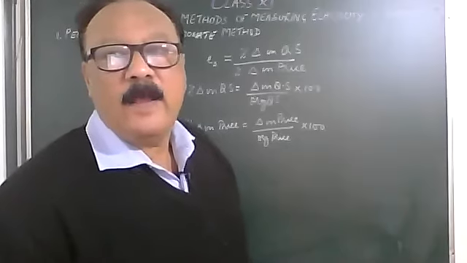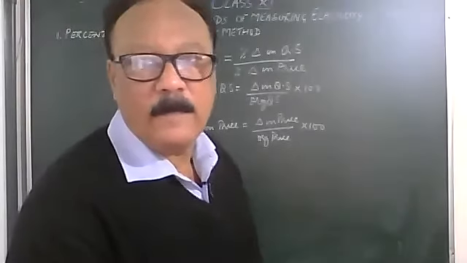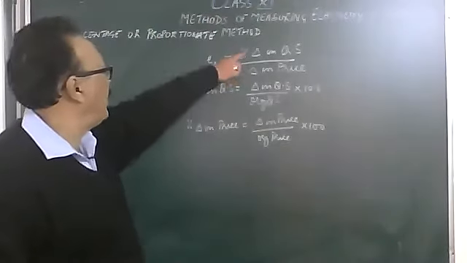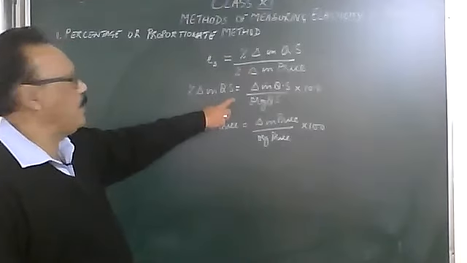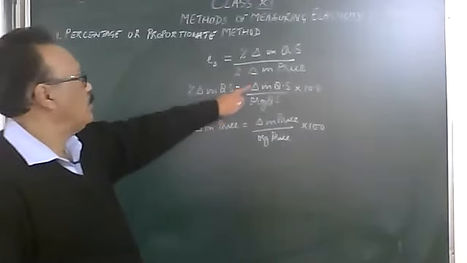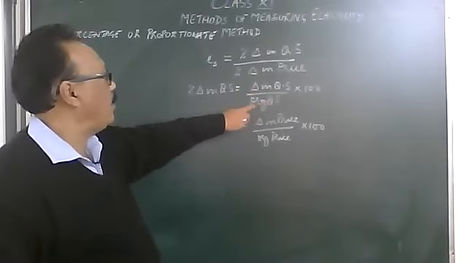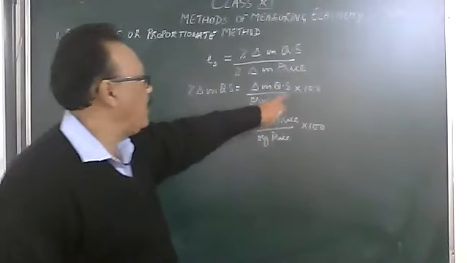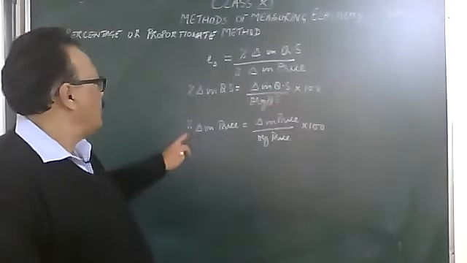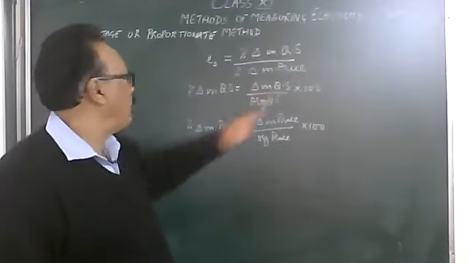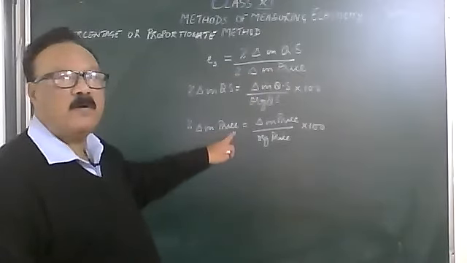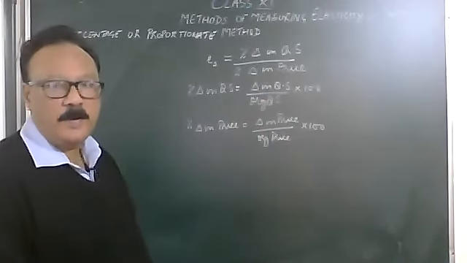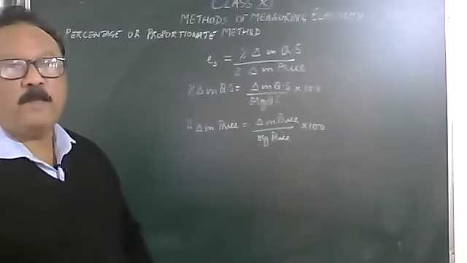Then how do we find percentage change in quantity supplied? It is found by using change in quantity supplied upon the original quantity supplied, in short form, into 100. Similarly, how do you find percentage change in price? Percentage change in price will be found by change in price upon the original price into 100. Now coming to the proportionate method.